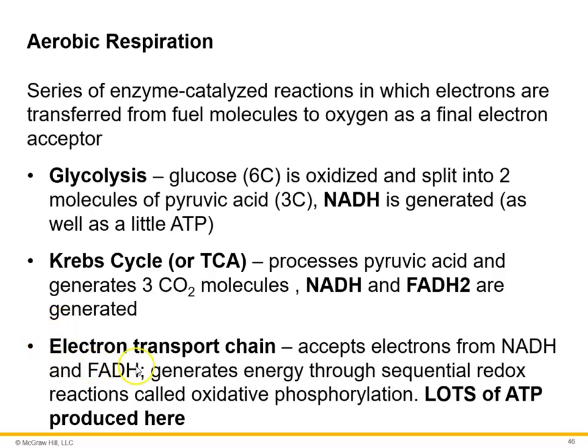And then finally, you have the electron transport chain. This is just a series of enzymes and coenzymes that catalyze sequential redox reactions. And this series of redox reactions is called oxidative phosphorylation. What happens at the end of this process is a lot of ATP gets made.